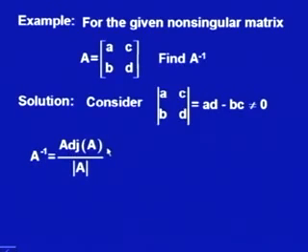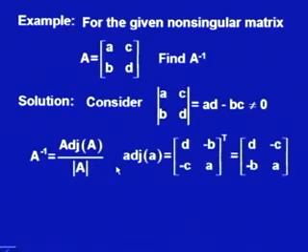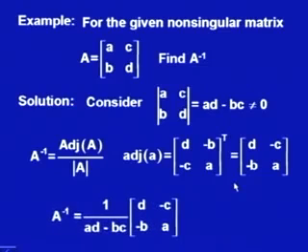So, A inverse is equal to adjoint A divided by determinant A. The cofactor of A is D, cofactor of B is minus C, cofactor of C is minus B, and cofactor of D is A. Taking the transpose, we have D, minus B, minus C, A. Then A inverse is 1 upon AD minus BC multiplied by this matrix.